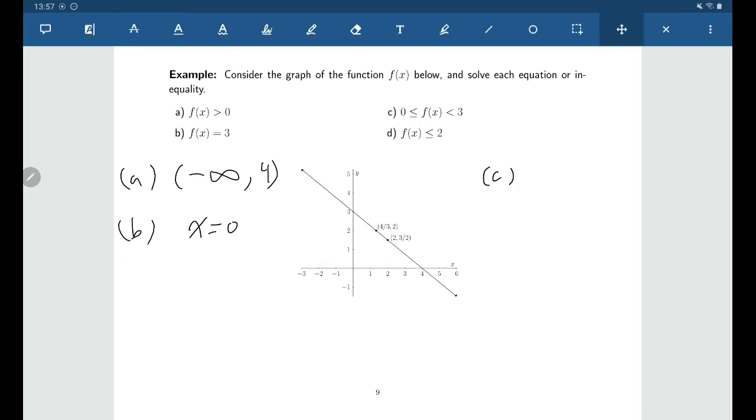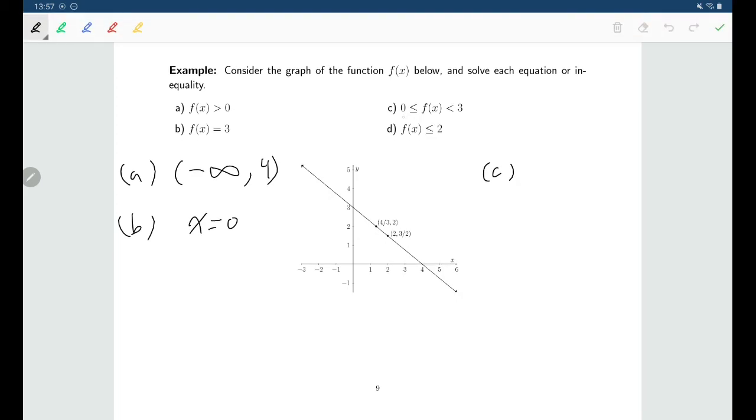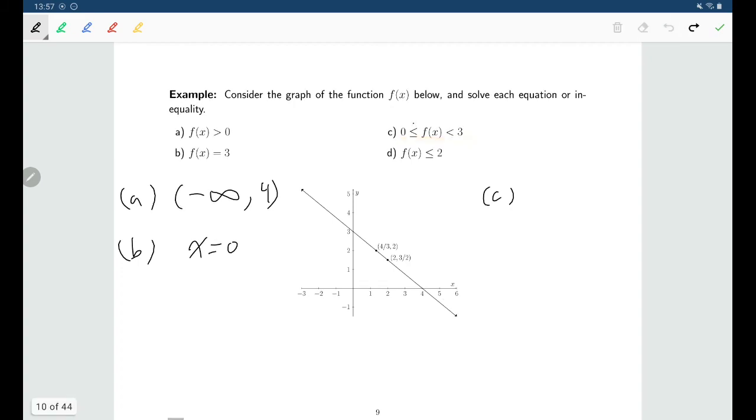For part C, we want f of x to be between 0 and 3, including the 0. So we're looking for the y values to be between 0 and 3, going from 0, including it, all the way up to 3, not including it. And we can see that that would be this part of our line here. That would be the part of the line that has a y value that's between 0 and 3. And so that happens between x values of 0 and 4.